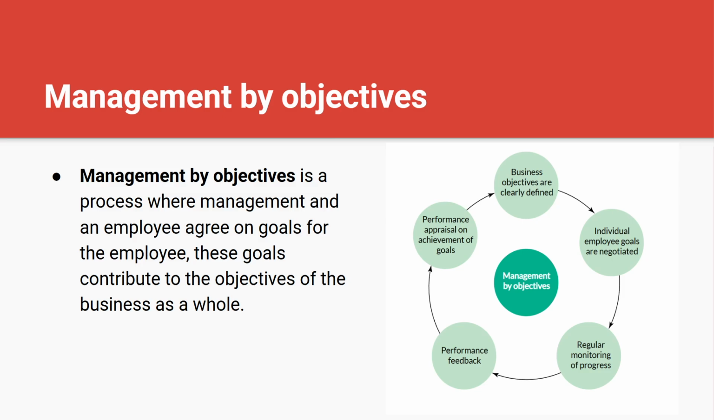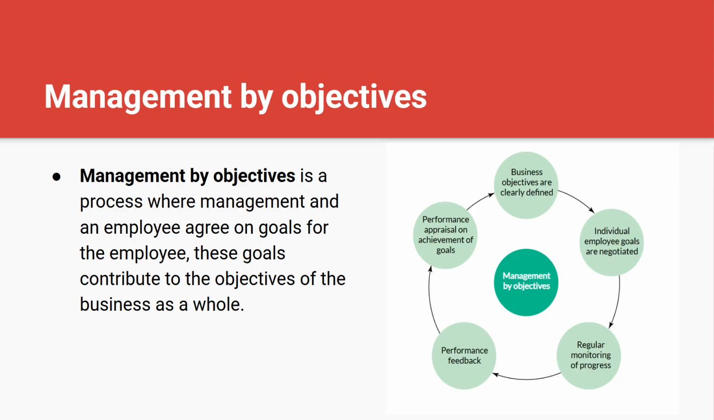The first strategy that you need to know is management by objectives. This is where management and an employee agree on a goal or a series of goals for the employee. These goals then contribute to the business as a whole.